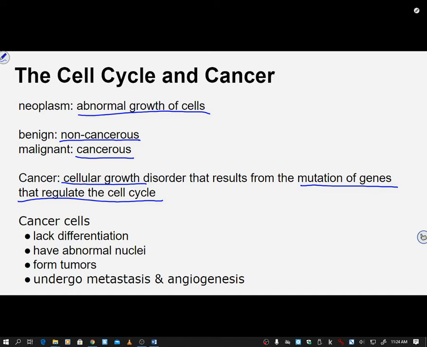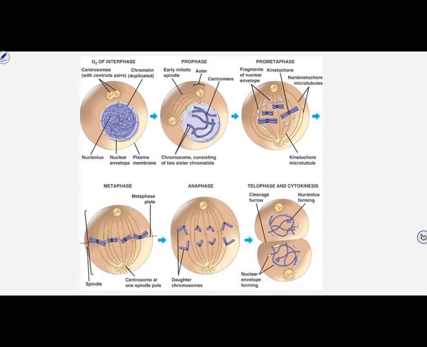They form tumors, which are just masses, because they continue to go through mitosis until they form these masses. They undergo metastasis and angiogenesis. I don't know if you've ever heard of a metastatic tumor, where it continues to grow. That's what they mean by metastatic. All right, so let's look at this.